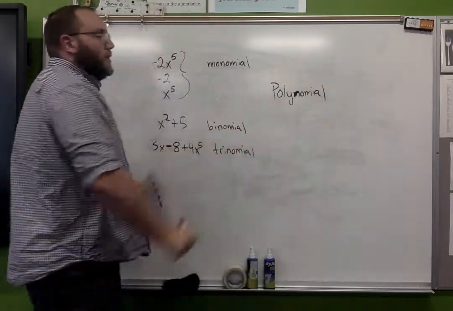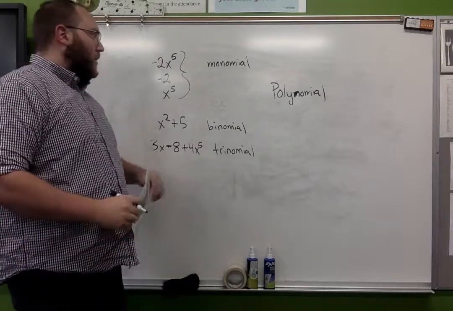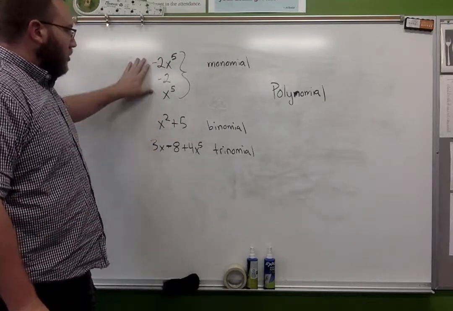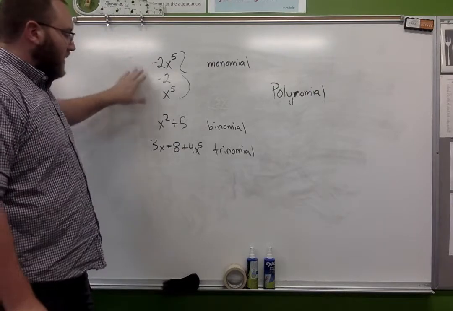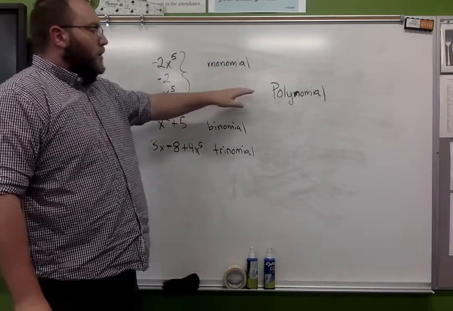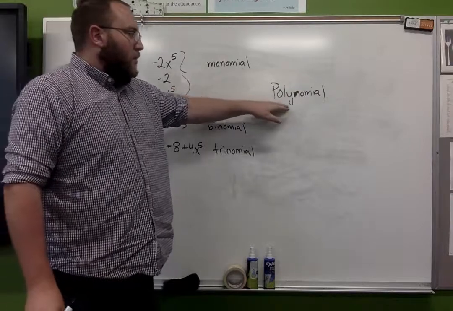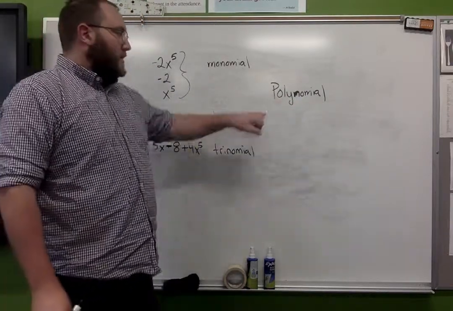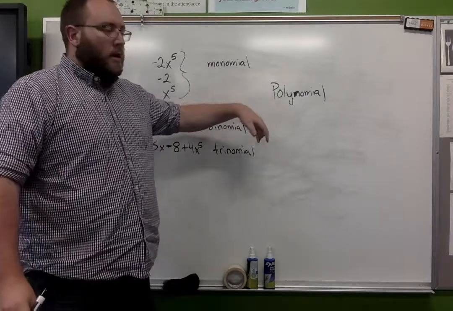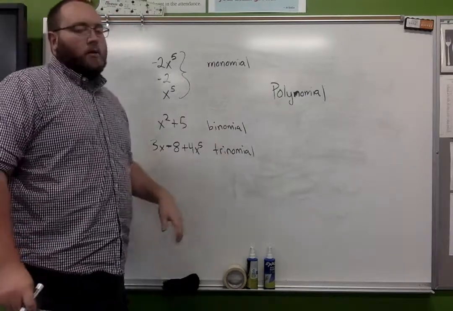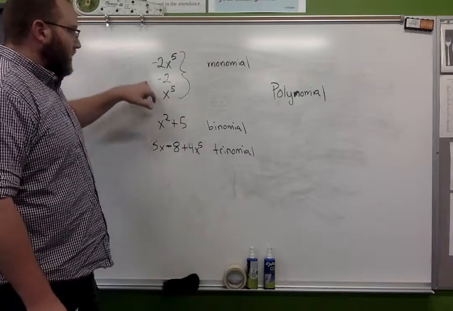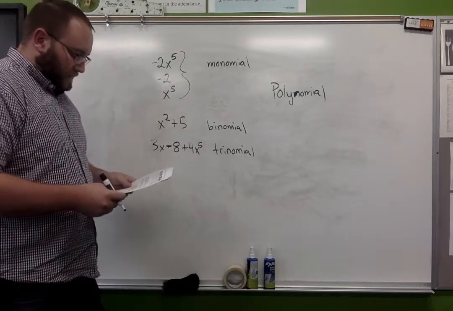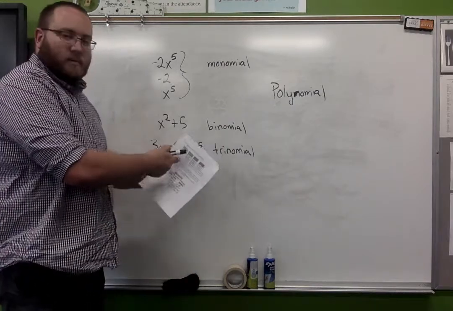This is the umbrella term for all of these. Any combination of monomials, or just a monomial itself, any number of monomials combined, they're all called polynomial, meaning multiple terms. It doesn't matter how many terms there are, it's called a polynomial. That's the umbrella term. So in this class, I'll usually say polynomial unless it's something specific like this that we're talking about. And once again, that's here in your notes too.